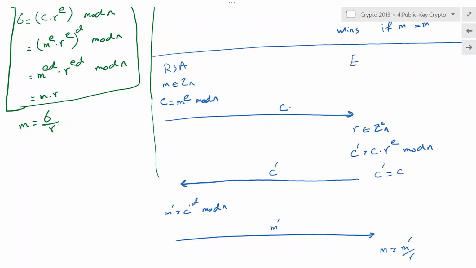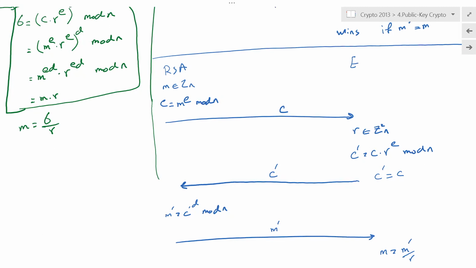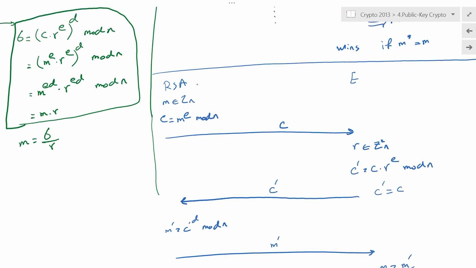So as soon as Eve receives this challenge, he would randomly choose R from the set Z star N. He chooses Z star N because the inverse of this R exists. Later we need this for division. And then he would do this computation. He multiplies C by R to the E. Where does E come from? E is the public key of this crypto system and is publicly available. So definitely he can do this computation.